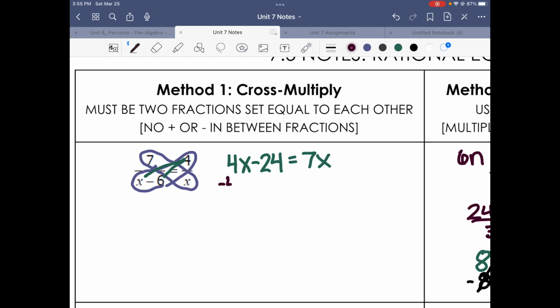To solve, I subtract that 4x over to the right side. Negative 24 equals 3x is what I'm left with. And I will divide by 3 on both sides to get a final answer of negative 8.